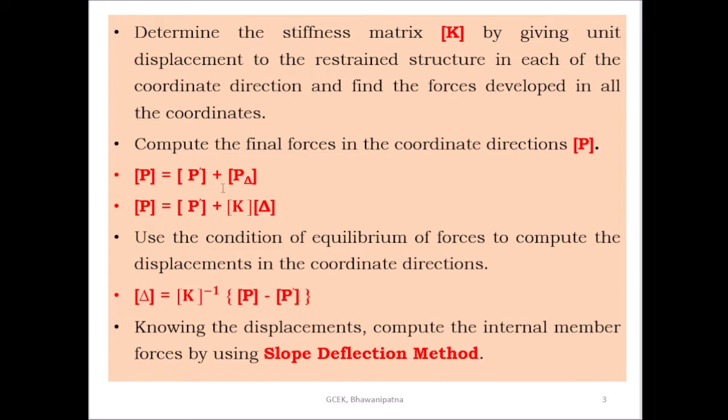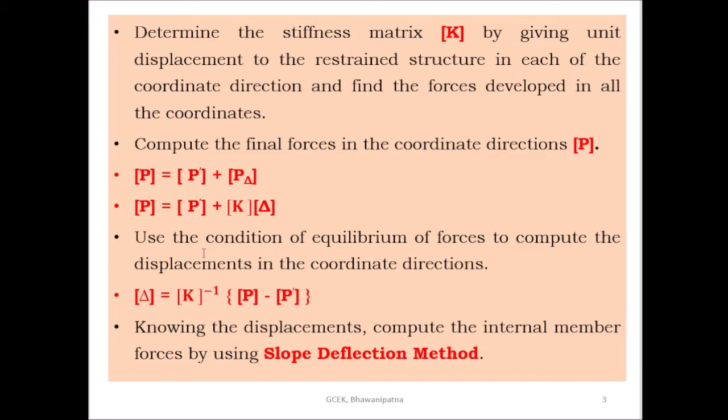Then, according to the stiffness matrix method, this is the equation: P is equal to P dash plus K delta. P is the final forces in the coordinate direction, P dash is the forces due to the external loading, K is the stiffness matrix and delta is the displacement matrix. Delta and P are column matrices and K is a square matrix. So P is equal to P dash plus K into delta.